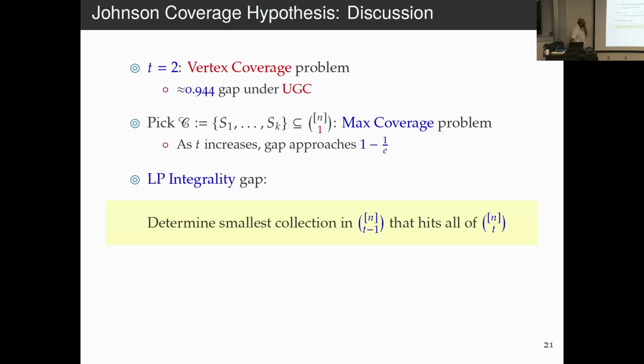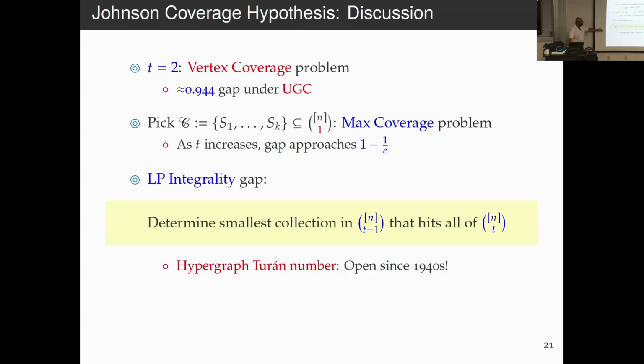So if you want to analyze the LP integrality gap, you get this kind of a nice question. The smallest collection of t minus 1 sets that hits all t sets. This is a nice natural combinatorial question. For any n and t, what is the smallest collection of t minus 1 sets? It should be in extremal combinatorics. Turns out it's open from the 1940s. This is the hypergraph Turan number. And we have really no idea how to do anything here.